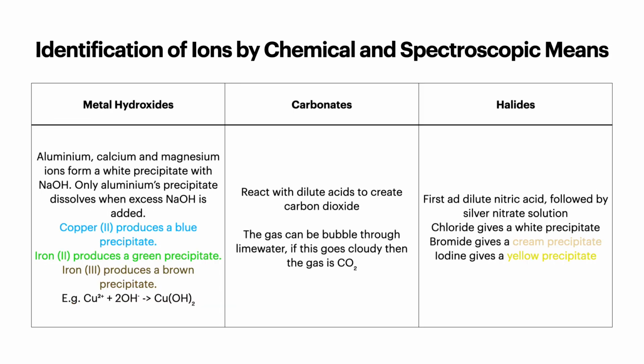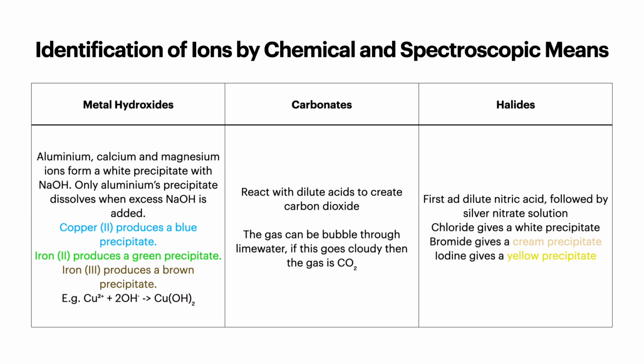And then the identification of ions by chemical and spectroscopic means. Firstly, we've got metal hydroxides. Aluminium, calcium, and magnesium ions form a white precipitate with sodium hydroxide. Only aluminium's precipitate dissolves when excess sodium hydroxide is added. Copper 2 produces a blue precipitate. Iron 2 produces a green precipitate, and iron 3 produces a brown precipitate.